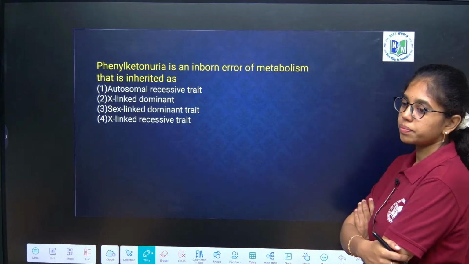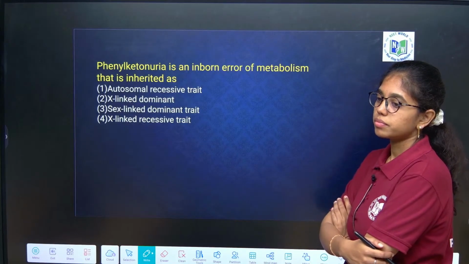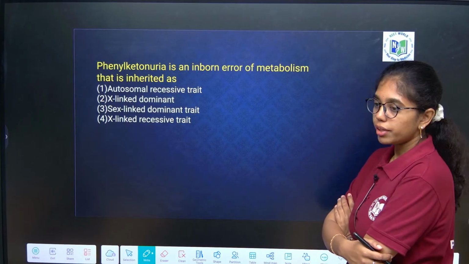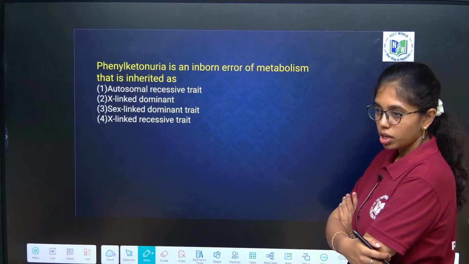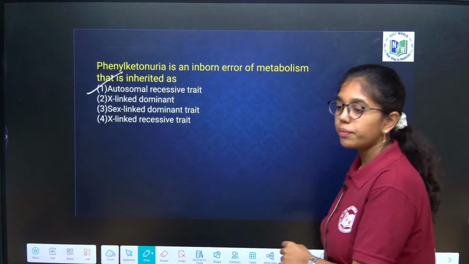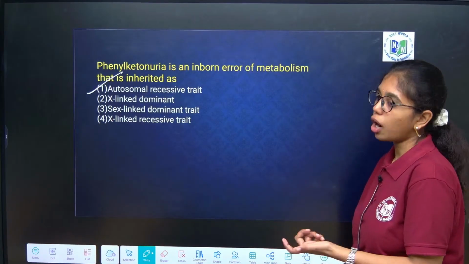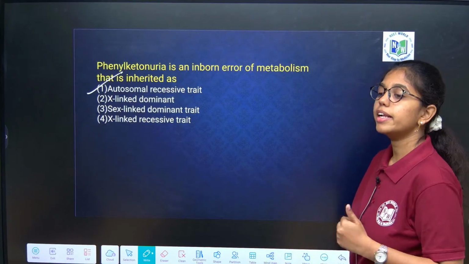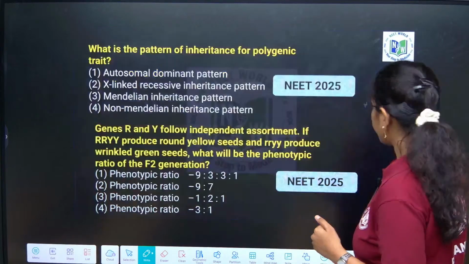See this. Phenylketonuria is an inborn error of metabolism. Very good. And when we are dealing with genetic disorders, autosomal, allosomal, we will deal with it more clearly. This you see.